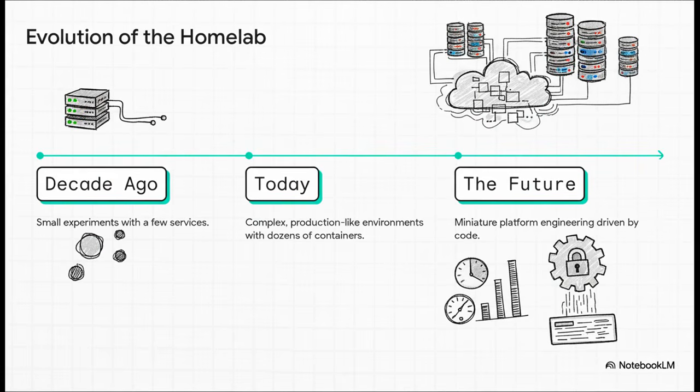And really, this whole debate is happening because home labs themselves have evolved so dramatically. I mean, think about it. A decade ago, a home lab was probably a small server running a few little experiments. But today, so many of us are running these complex, almost production-like environments with clusters, monitoring, and dozens of services. And as that complexity just keeps growing, manual configuration just doesn't scale. It just doesn't work anymore.